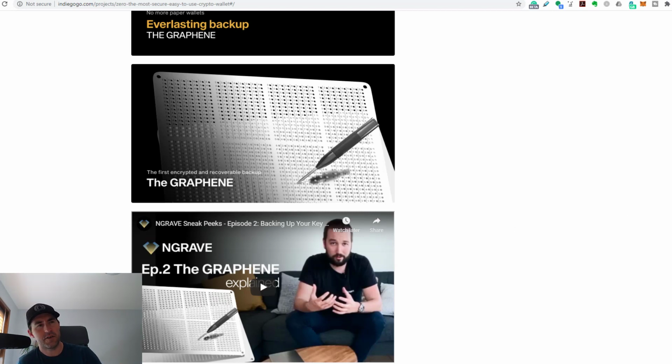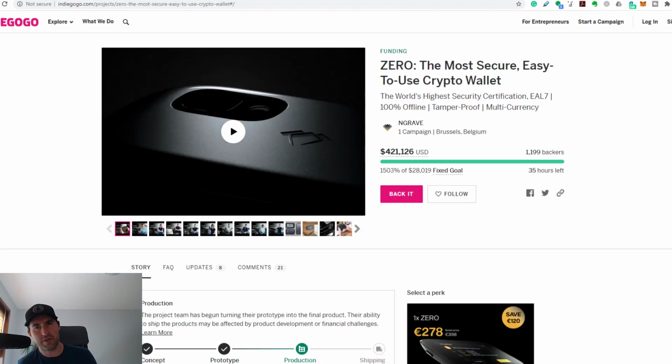You'll be able to access your funds without using a paper wallet backup, which of course can easily get destroyed. And you're not going to rely on a paper backup to secure thousands of dollars worth of digital assets. So as I said earlier, this is actually through Indiegogo, and this ends in 35 hours, with 1,200 backers.